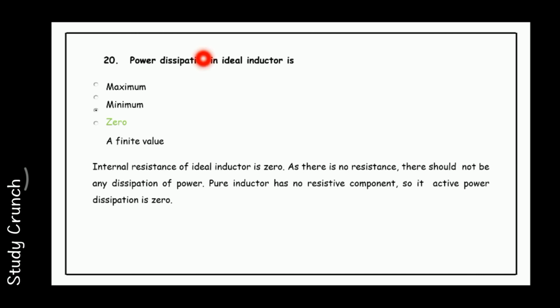Next, power dissipation in an ideal inductor is, so it is 0. We know that the internal resistance of an ideal inductor is 0. As there is no resistance, there should not be any dissipation of power. So a pure inductor has no resistive component, so its active power dissipation is 0.